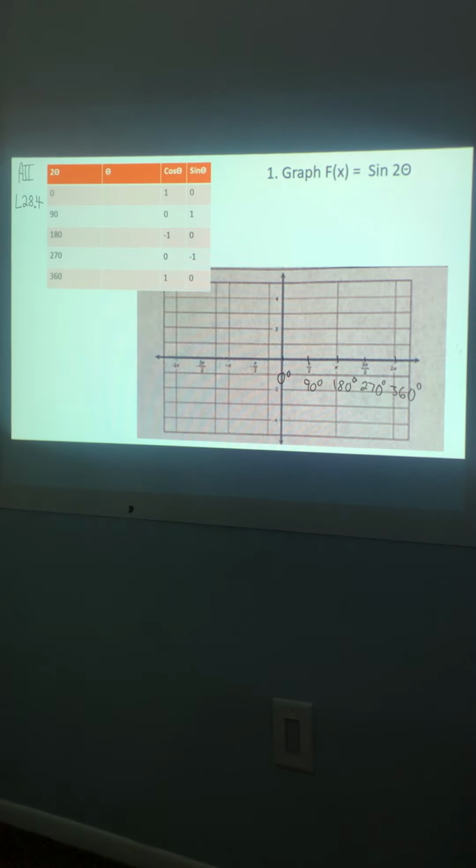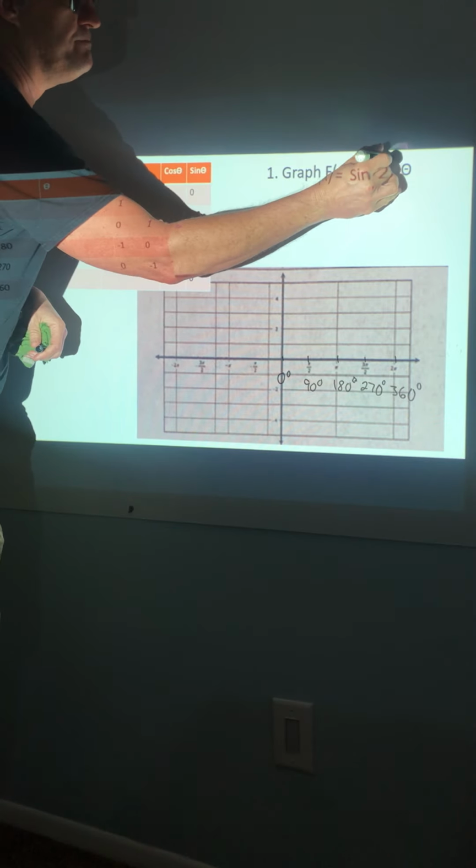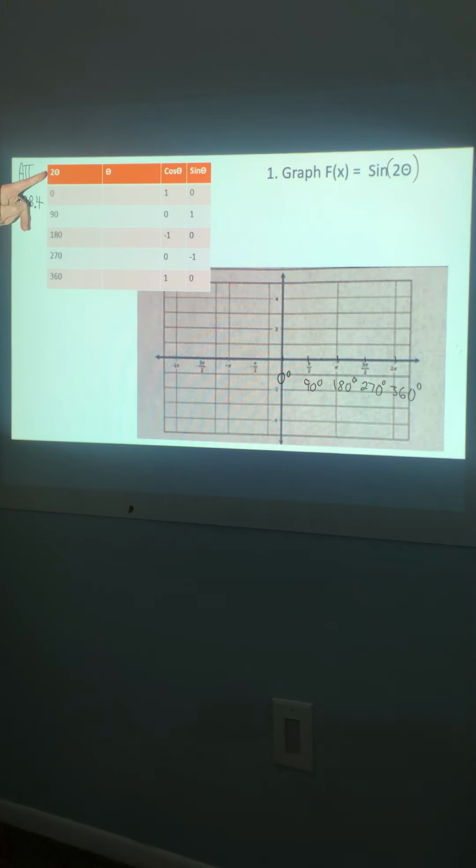What we're going to do is take whatever they give us, which is the 2 theta, and put that in the chart. We're going to force whatever they give us, which is 2 theta, to be the 0, the 90, the 180, the 270, and 360 that's on the unit circle. The reason we force it to be these numbers is because we already know the cosine values and the sine values. They're really easy. Let me tell you, I forgot to tell you this, and it makes life easy.